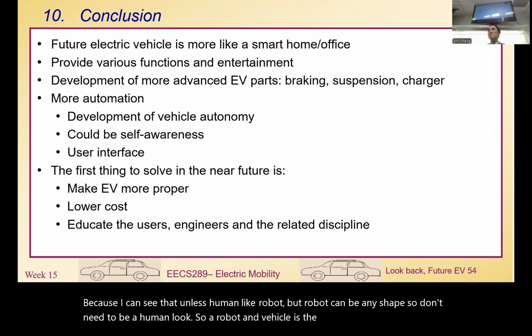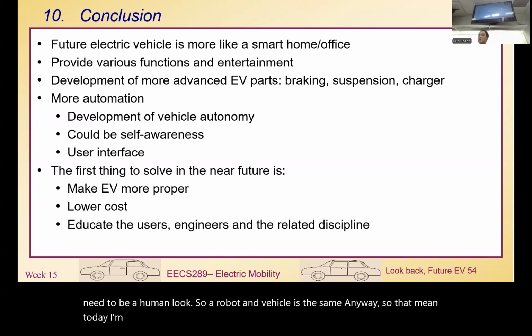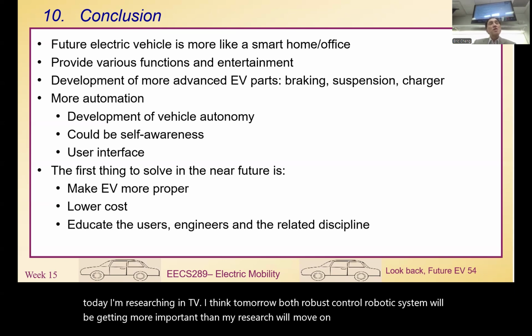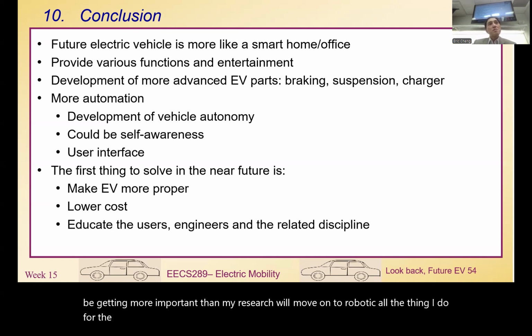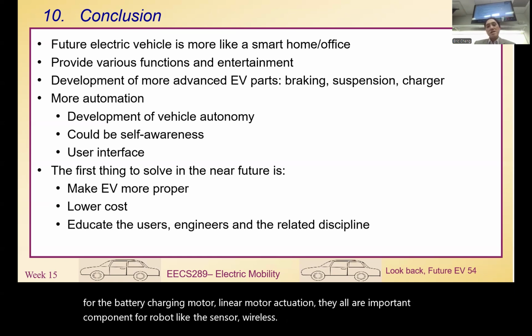So today I'm researching EV. I think tomorrow, robotic control and robotic systems will become more important. Then my research will move on to robotics, because all the things I do for the battery, charging, motor, linear motor, actuation, they are all important components for a robot, like the sensor and wireless charger.